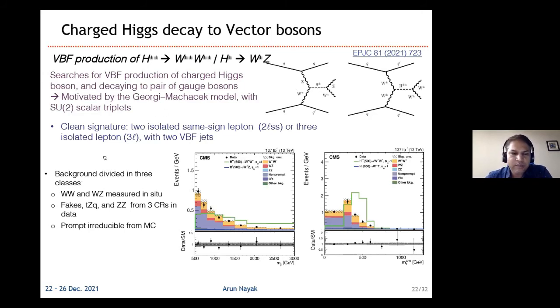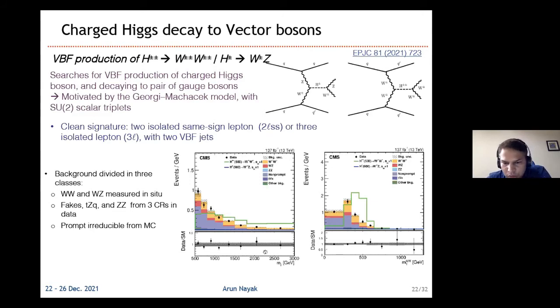The backgrounds that contribute are the WW and WZ backgrounds, which are measured in situ. Then you also have other backgrounds like nonprompt leptons, ttZ and ZZ backgrounds, which are obtained from control regions in data. And then you have some prompt irreducible backgrounds from Monte Carlo.